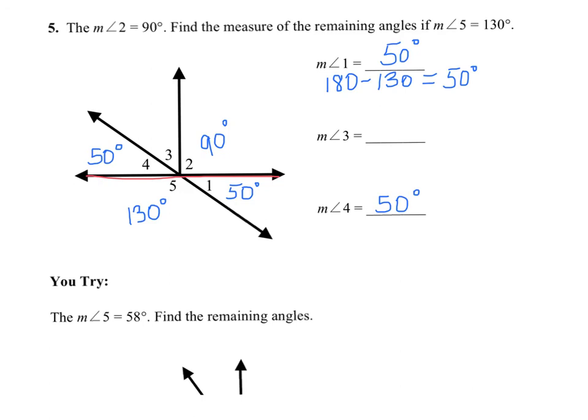Next, we want to find the measure of angle 3. Well, where's angle 3? Angle 3 is right here. And what do you notice? Angle 3 and angle 4 form a complementary, a right angle. A right angle is equal to 90 degrees. So you're going to say 90 degrees minus 50 degrees equals 40 degrees. So you know the measure of angle 3 equals 40 degrees, since angle 3 and angle 4 are complementary.